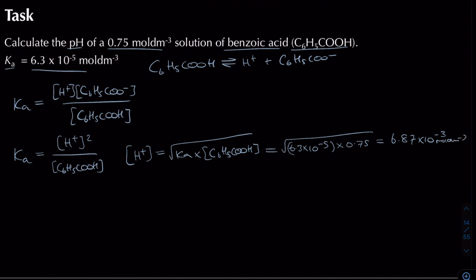Now once I've found that, I can actually work out a value for pH, and so that's going to be minus log of that value, so minus log of 6.87 times 10 to the power of minus 3, and that gives me a value of 2.16 for the pH itself. Now normally how the marks are given for this is they ask you for the Ka expression, they ask you to rearrange it and then calculate a value for the concentration, and then one for the pH itself as well. There's 4 marks available there.